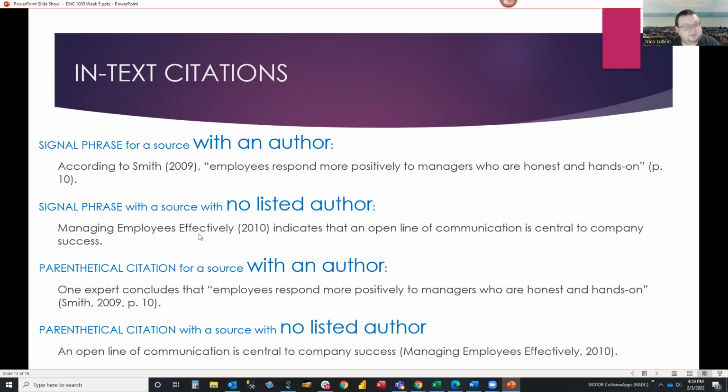So kind of like this other example, where it might have been a handout published by a company, or maybe it's a website, basically just anything without an author. You would put an open line of communication is central to company success. And then you would just have the name of the article or website. I'm not sure which one this is specifically, and then the date. It's either a one page handout created by a company, or probably a website. And then at the bottom, it shows when the website was created, 2010.